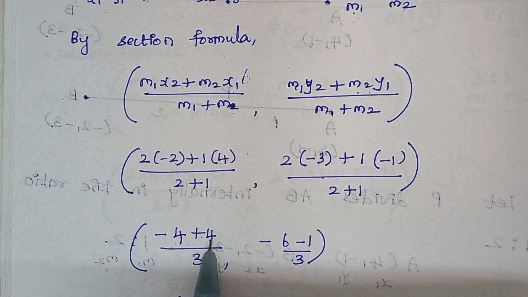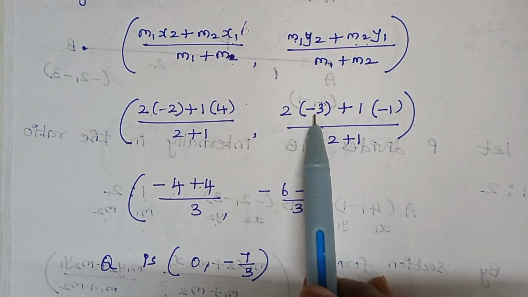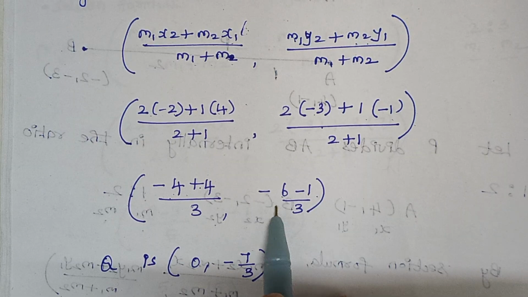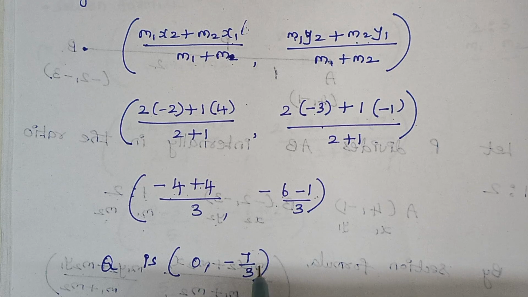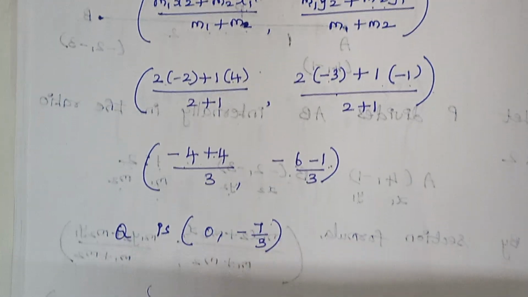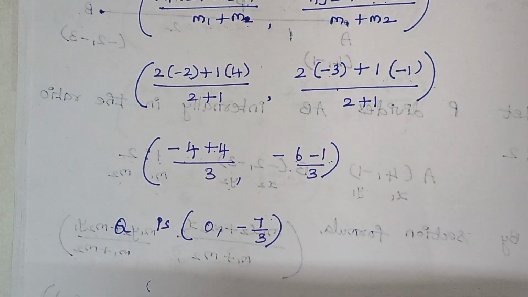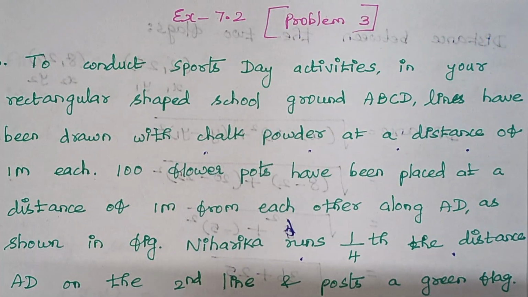So -4 plus 4 gives 0. And here you see 2 into -3 is -6 and 1 into -1 is -1, so -6 -1 makes -7. So here it is -7 by 3. So the point Q is represented by (0, -7/3). So here we have calculated the values of P as well as Q. Now we proceed with our problem 3.